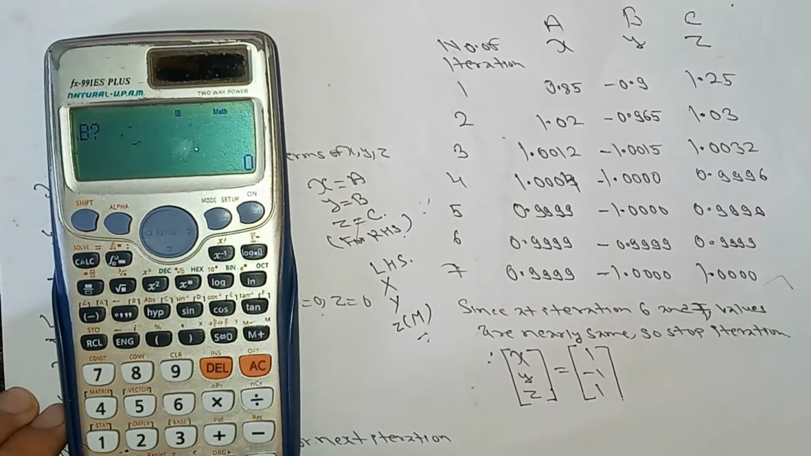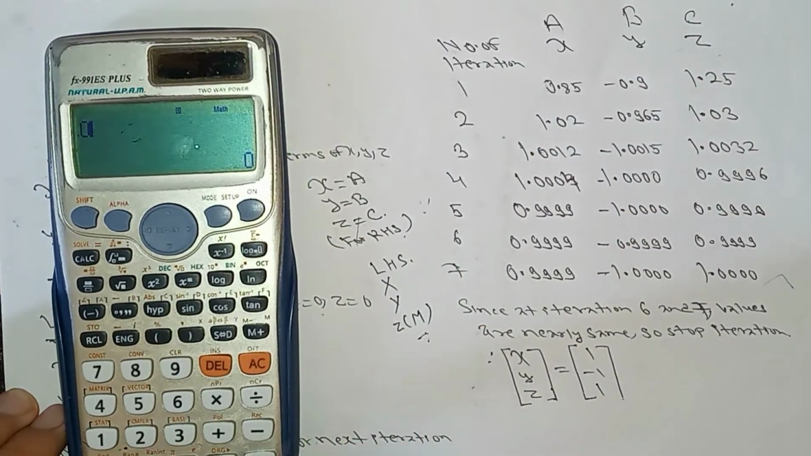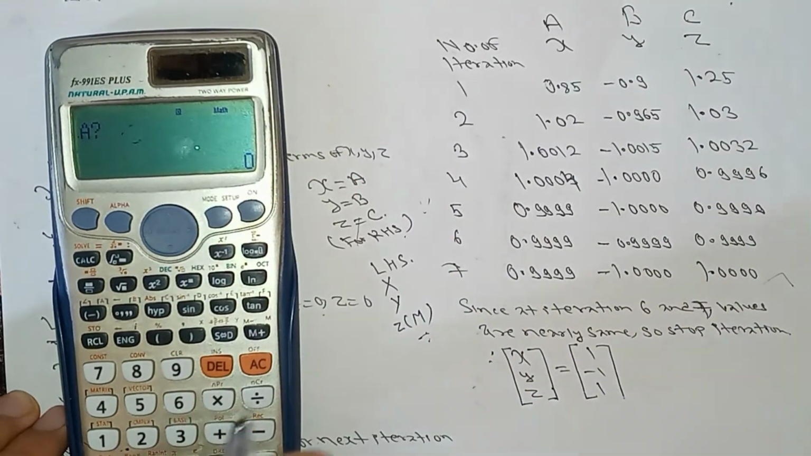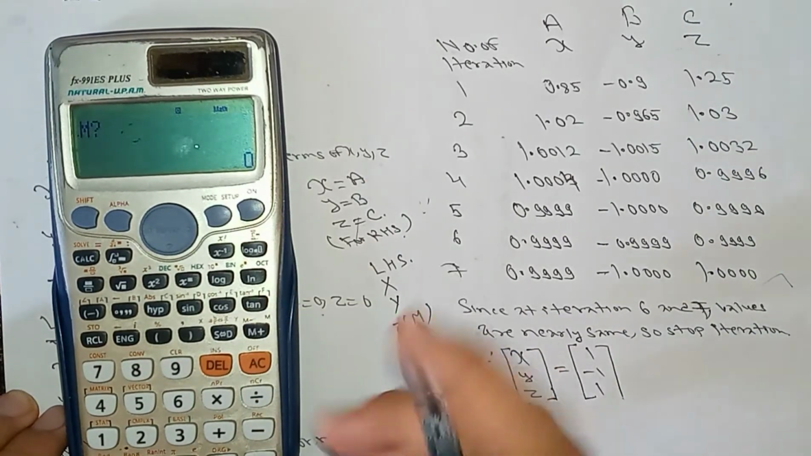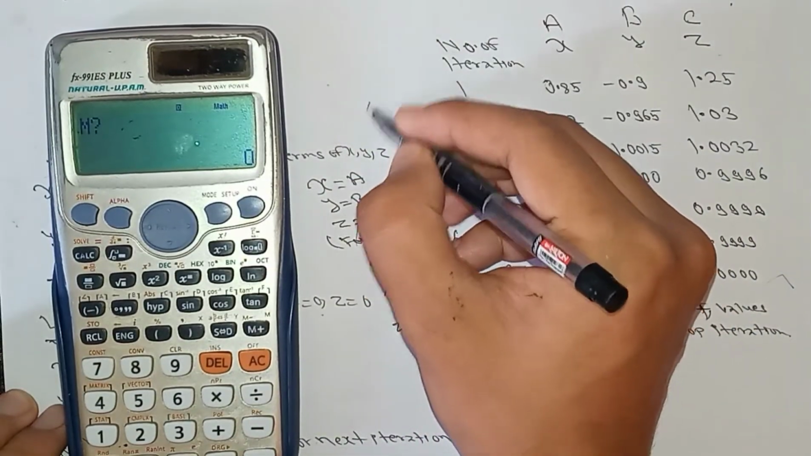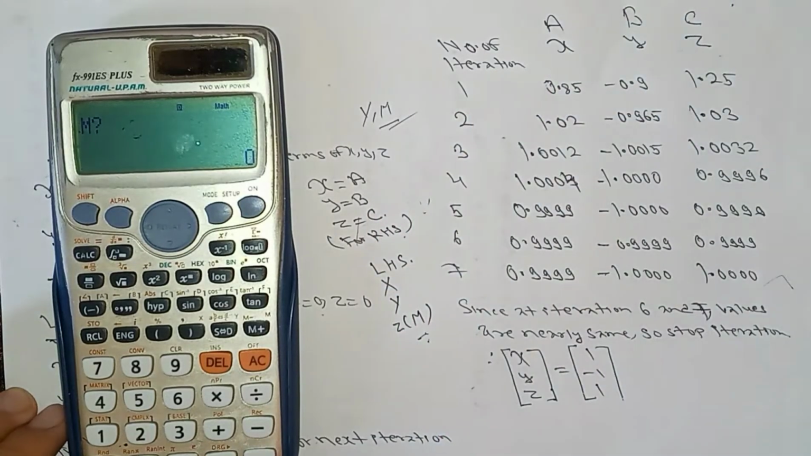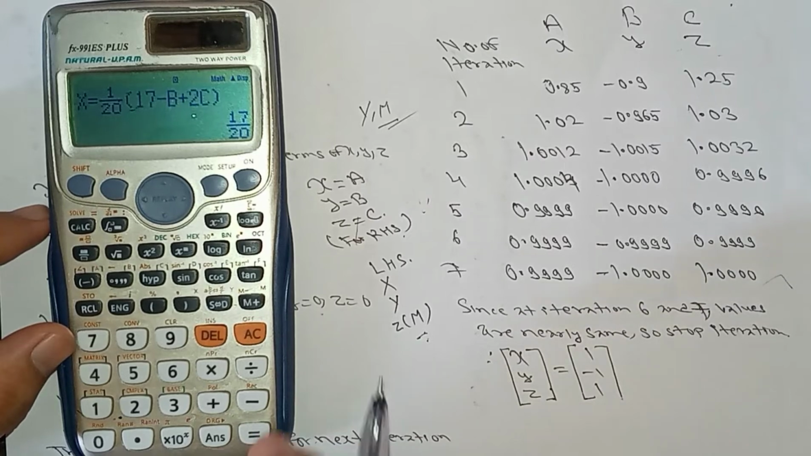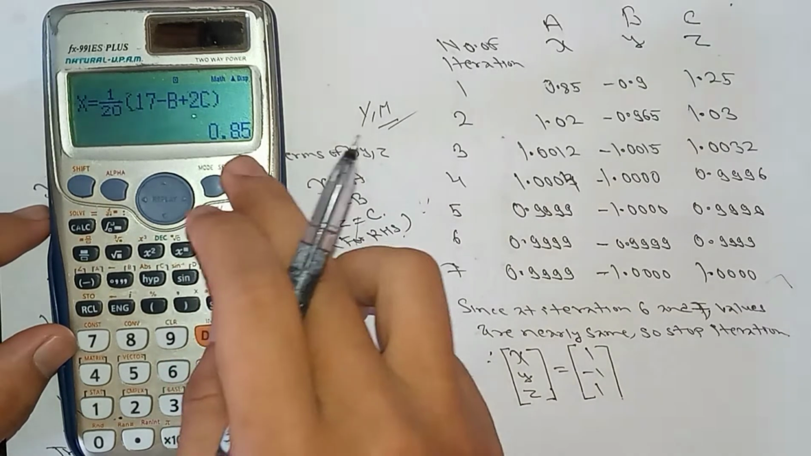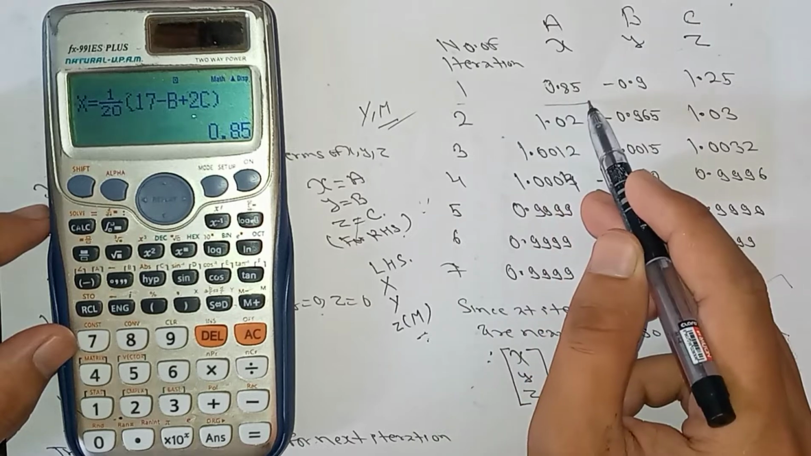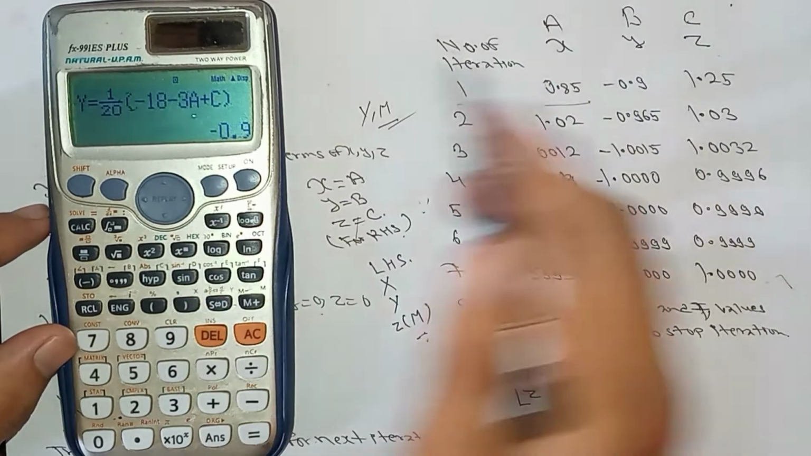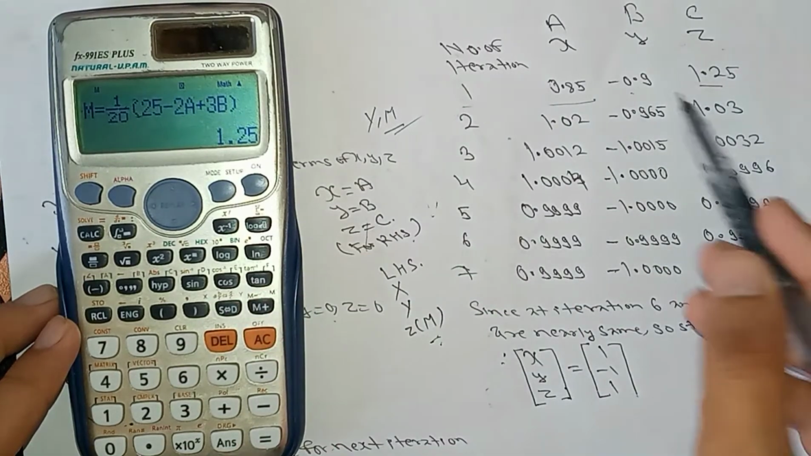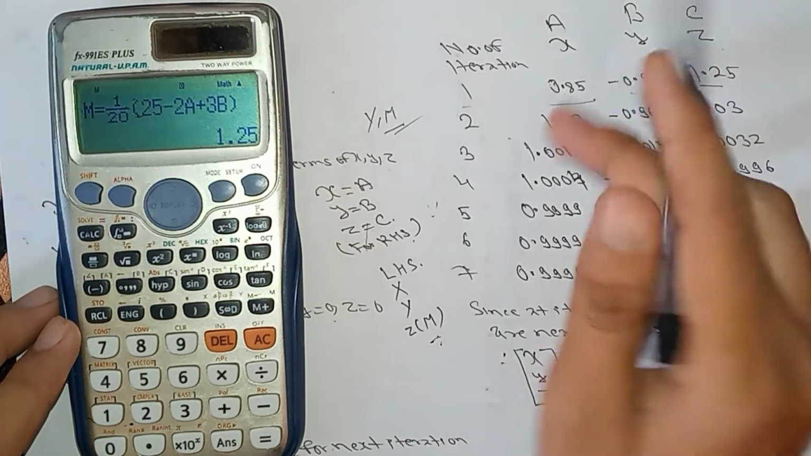The initial guess is 0, so give 0, and for C also 0, and don't leave this y as it is. Give the value 0, and leave y and m as they are, don't change the value. Now press equals. After pressing equals, we have obtained x value 0.85 at the first iteration, and again this minus 0.9, and for the z we have 1.25. So we obtain the values of A, B, C in the calculator.